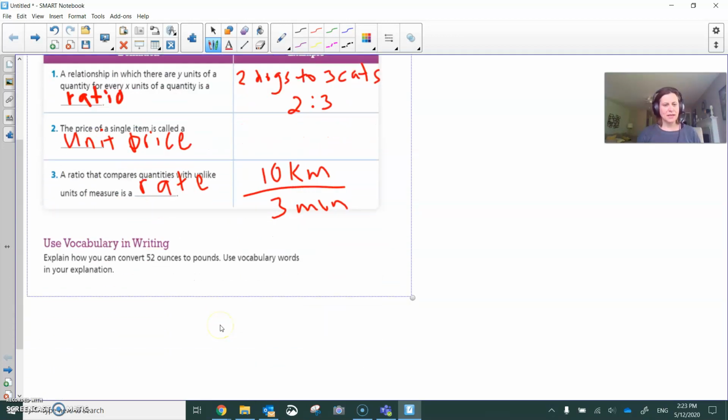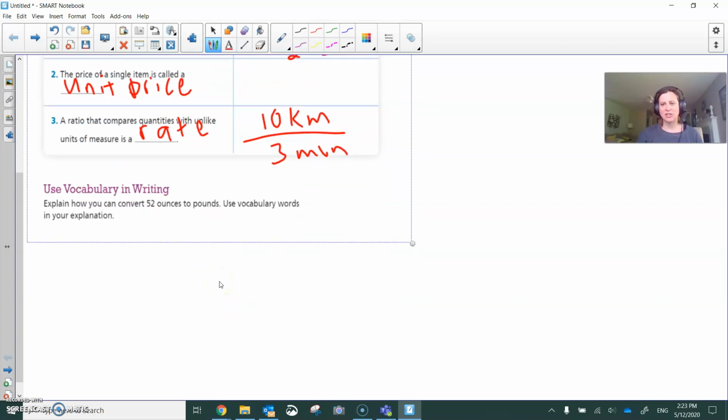Then it says, explain how you can convert 52 ounces to pounds. Use vocabulary words in your explanation. There's kind of 2 ways to do it. One way is to just convert it. And when you're converting it, that's when you're using the equal sign. So 52 ounces to pounds. So I know that there are 16 ounces in 1 pound.